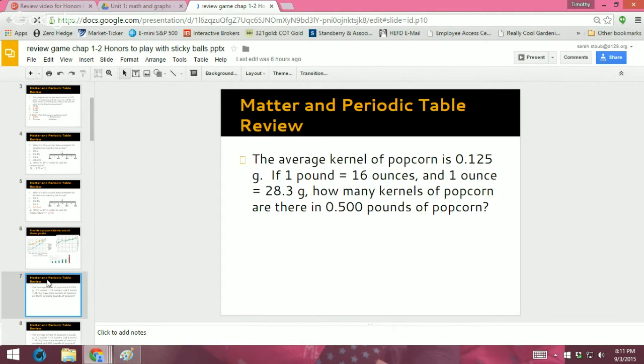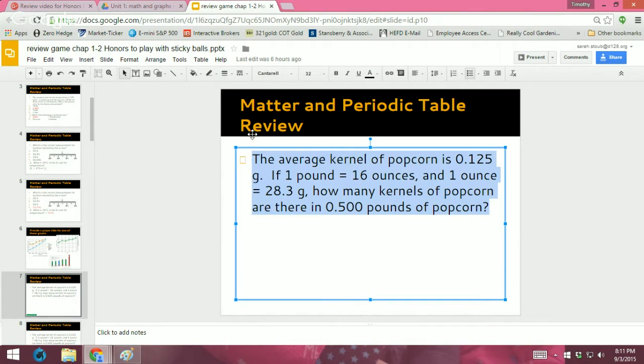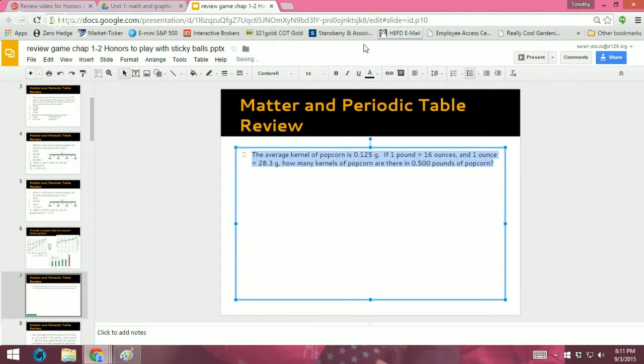Okay. So here's the question. Average kernel of popcorn is 0.125 grams. If 1 pound equals 16 ounces and 1 ounce is 28.3 grams, how many kernels of popcorn are in 0.5 pounds of popcorn? I'm going to make this smaller, so you might have to zoom in for yours, but I think that way I can write on it, which would be cool.